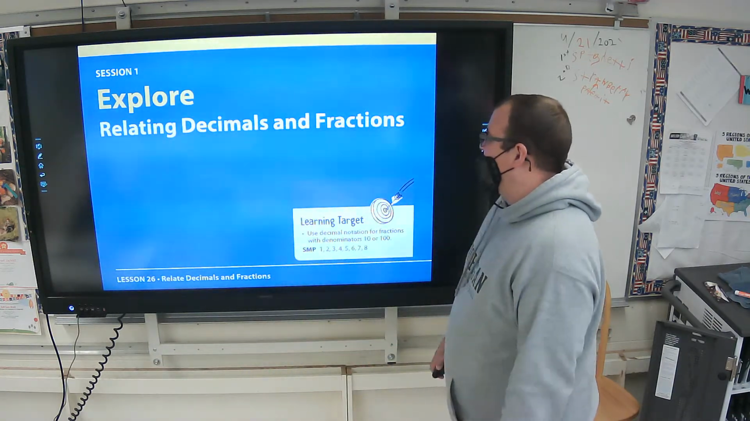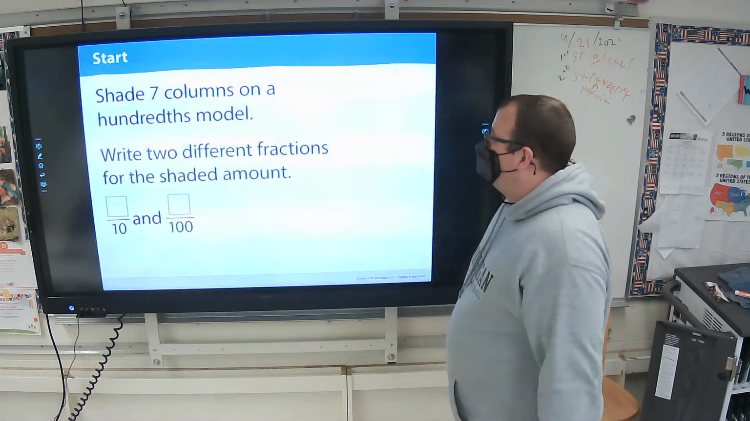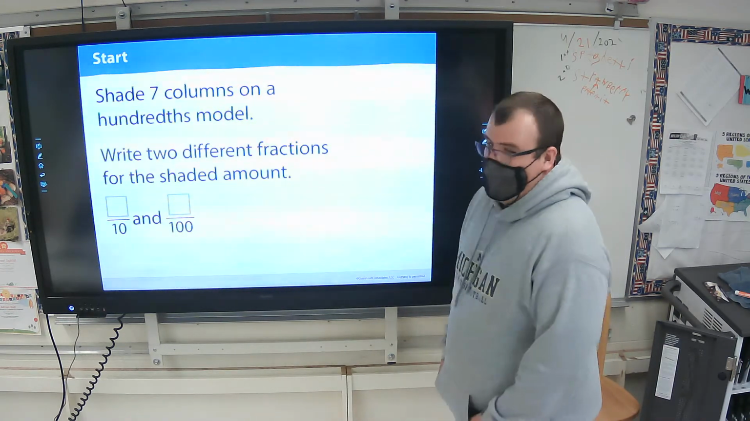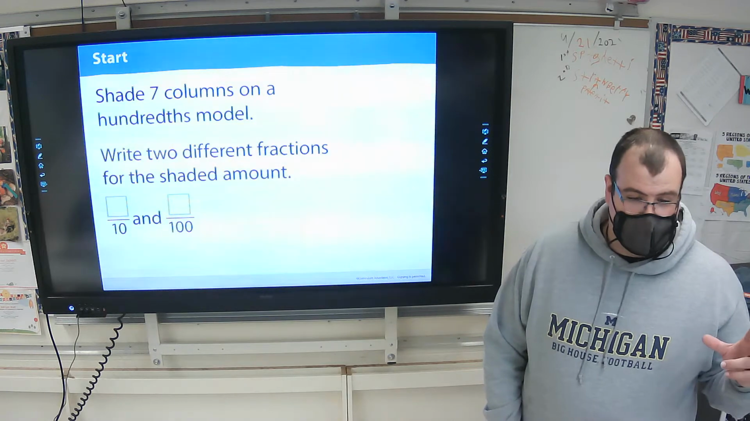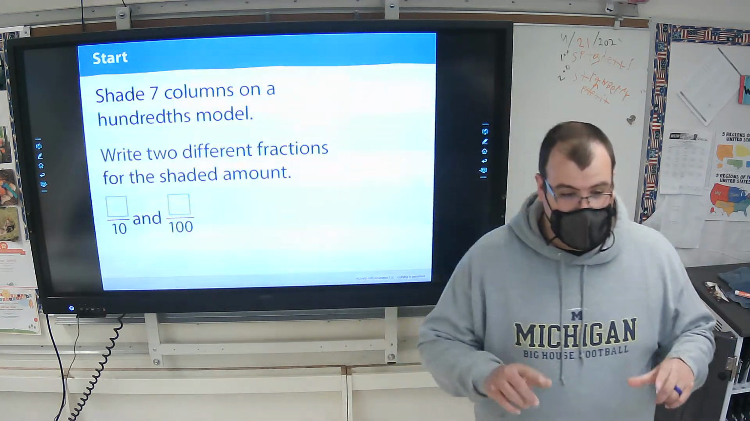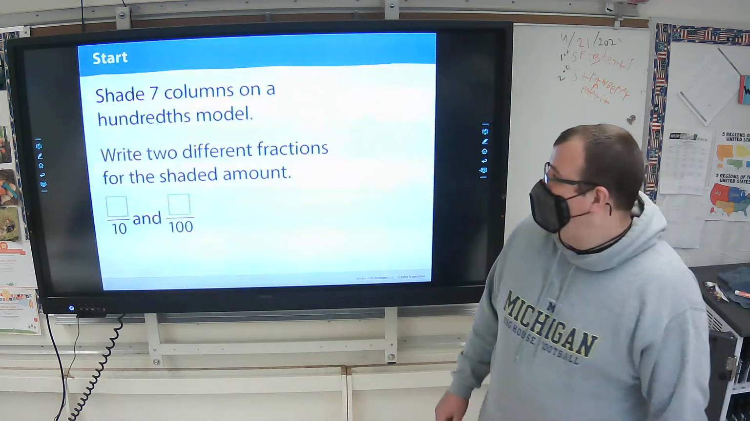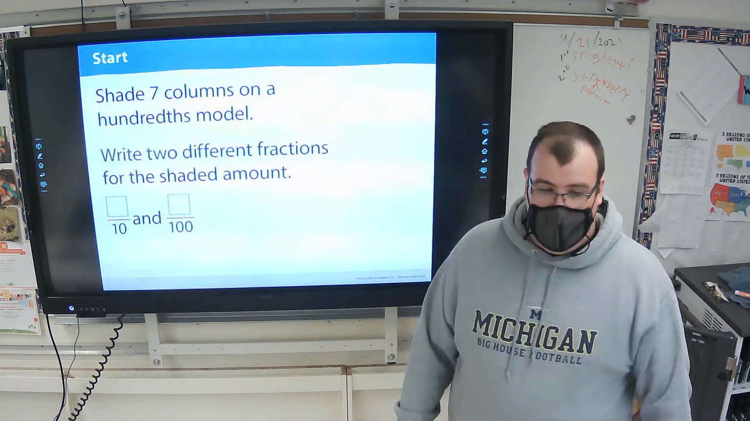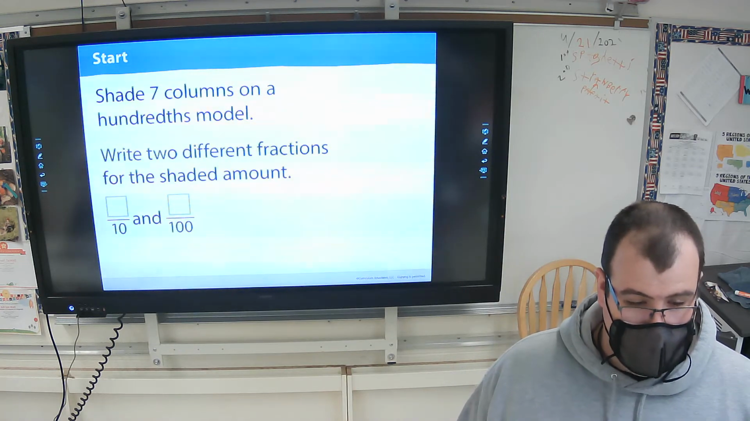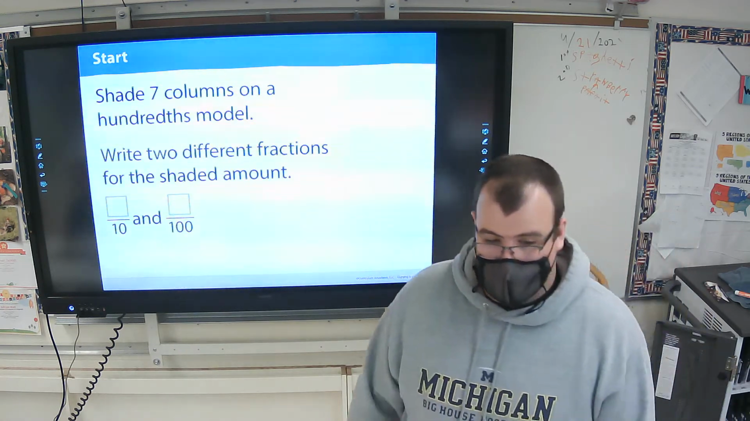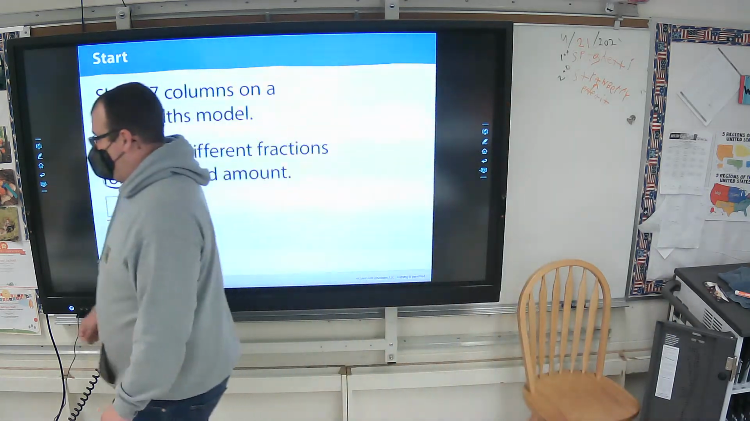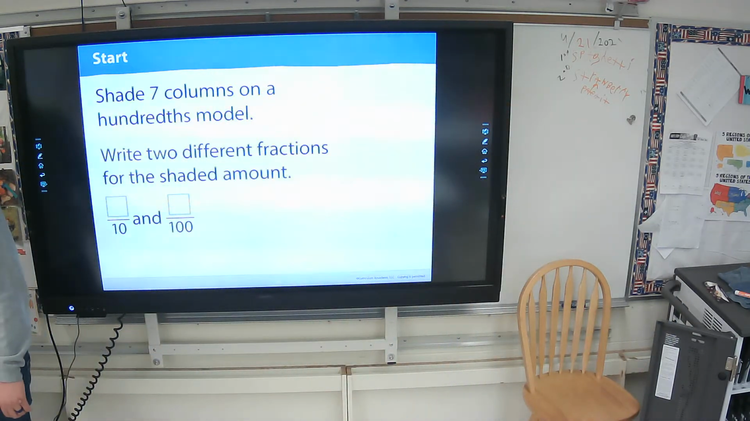So, relating decimals and fractions. We're going to shade 7 columns on a hundredths model. Remember, a hundredths model is a bar model drawn into 100 pieces, right? It's a lot of pieces. So it'd be a 10 by 10. If you shaded in 7 columns of it, what would your fraction be? It'd be 70 hundredths, because each column has how many in it?